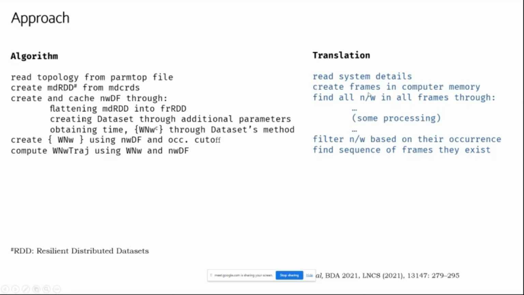We create frames in computer memory. We do it in memory because if it is in memory, it's very good. It takes much less time. For example, remember, the second line seems to be inconsequential, but that's not the case.